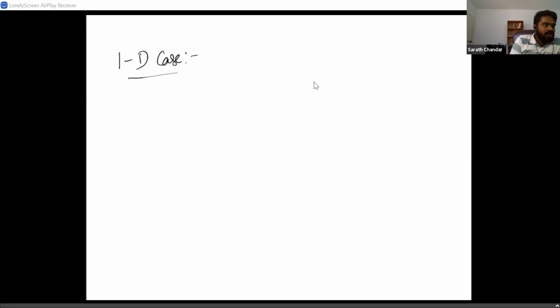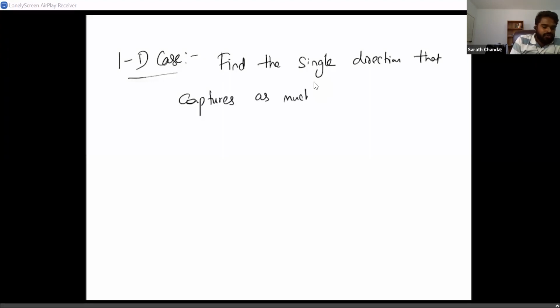The 1D case is to find the single most important direction. Find a single direction that captures as much as possible of the variance of X.